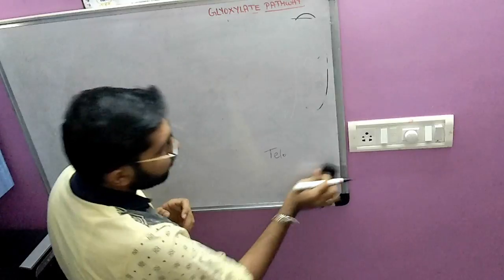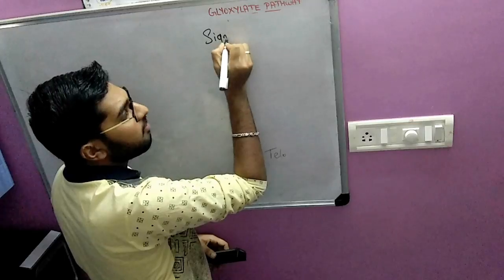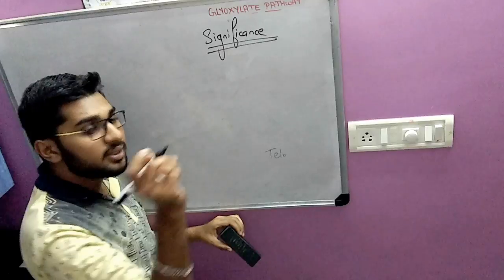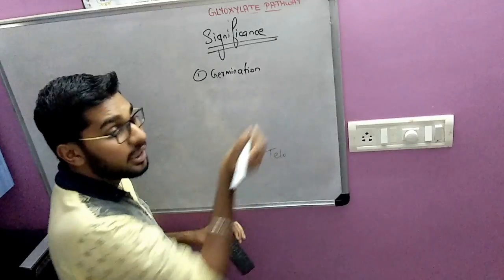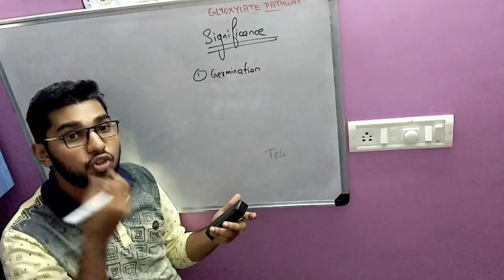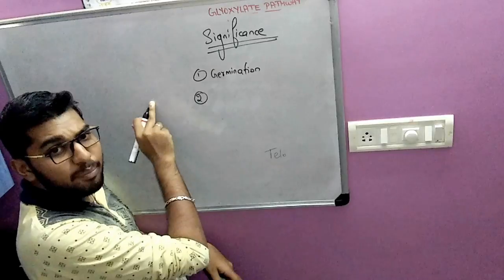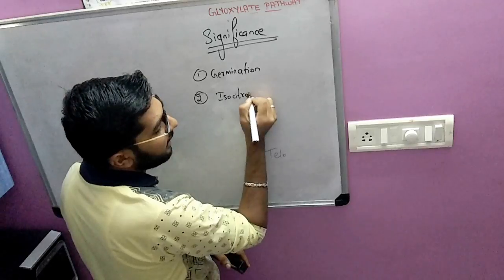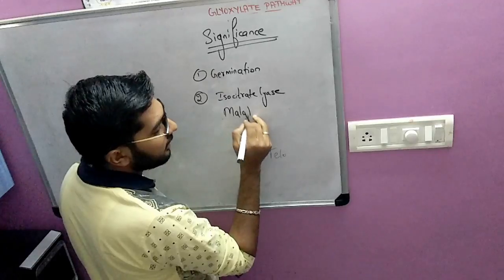Now the final part, the conclusion: what is the significance of this glyoxylate pathway? We have many significances, out of which I have selected the most important. First significance is germination of seeds. It helps in germination of seeds. If this glyoxylate pathway was not present in seeds, there would be no energy for the seeds to germinate or sprout. And when we are discussing the entire pathway, we came across two enzymes: isocitrate lyase and malate synthetase.